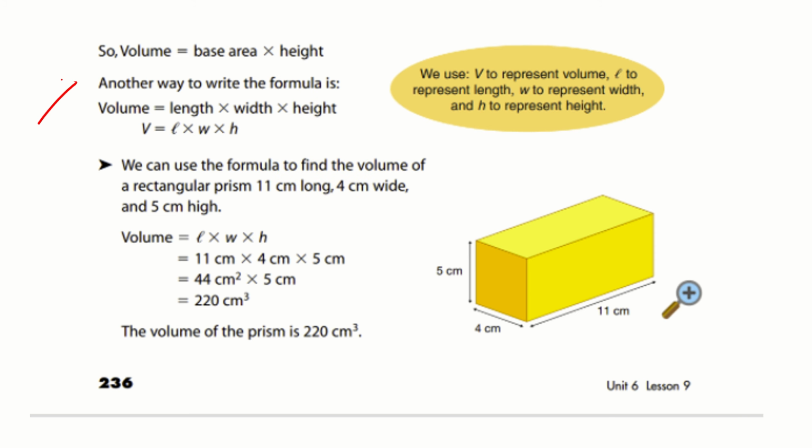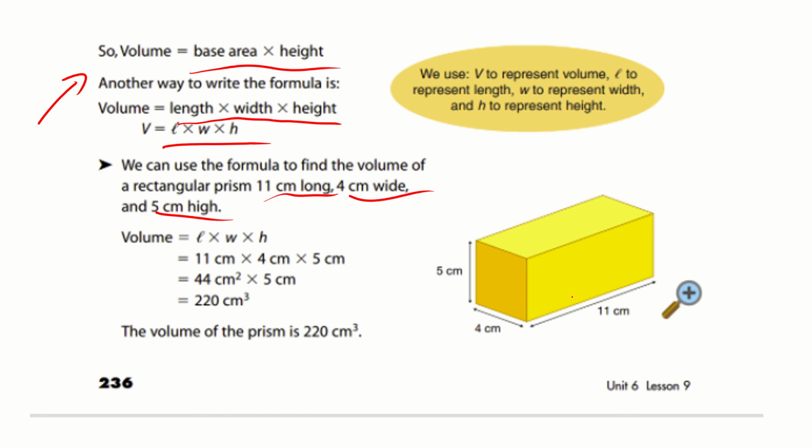So, as stated above, volume is the base area times the height. Another way to write the formula is length times width times height. We can use the formula to find the volume of a rectangular prism that's 11 centimeters long, 4 centimeters wide, and 5 centimeters high. So, now that I know this, I see the visual here. I see the square.